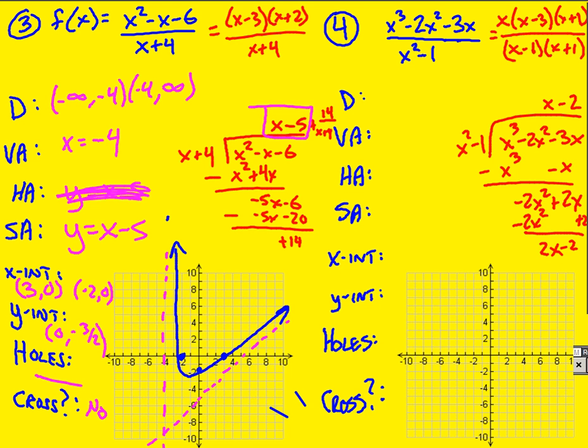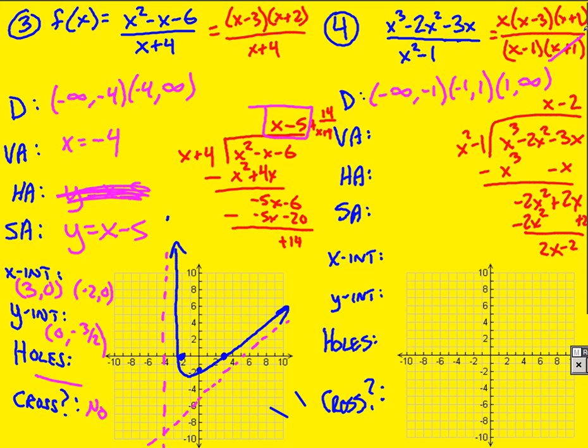Let's now look here at number 4. With number 4, I have the domain already figured out. Now, here's something to look at. Domain, it doesn't matter if things cancel out or not. The only thing I'm worried about for domain is just where my breakpoints are, which are at -1 and 1. So negative infinity to -1, -1 to 1, and 1 to infinity.